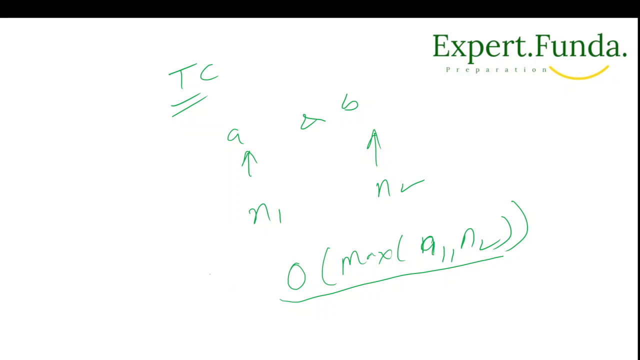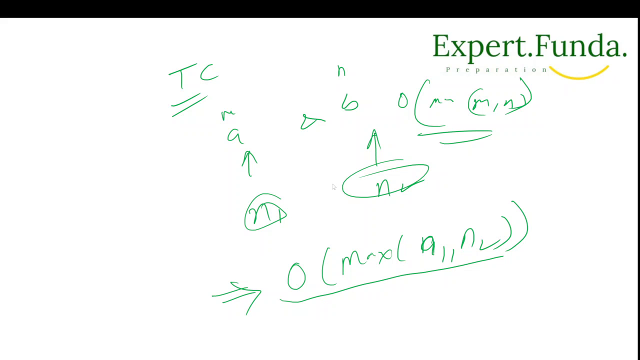Now the space complexity, the answer will remain the same. If you consider a as m and b as n, you can say we take the max of m and n, and this is our complexity. So we understand, as per our example, n1 and n2, how we represent the time complexity and space complexity. In the second part of this video, we'll take bit manipulation.